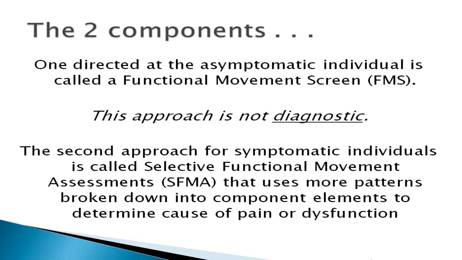There are two sequential components of the FMS. One is directed at the asymptomatic individual and is called a functional movement screen. This approach is not diagnostic. The second approach for symptomatic individuals is called the Selective Functional Movement Assessment, or SFMA. This approach uses more patterns broken into component elements to determine a cause of pain or dysfunction.